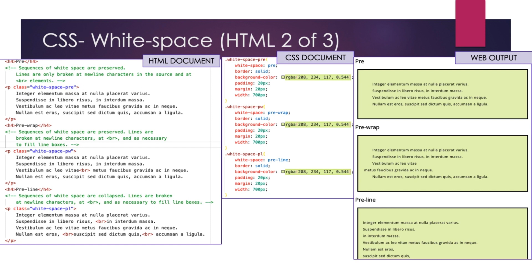And then we have pre-line, where lines are broken at new line characters, at break characters, and as necessary to fill the line boxes. The difference between pre-wrap and pre-line: for pre-wrap, sequences of white space are preserved. For pre-line, sequences of white space are collapsed. All right, we have one more to show you.